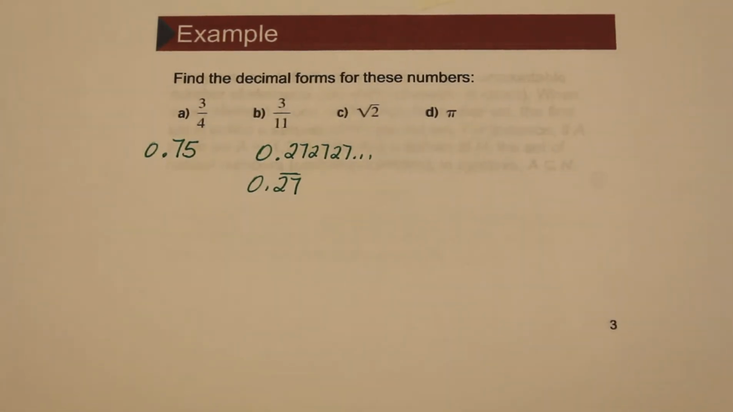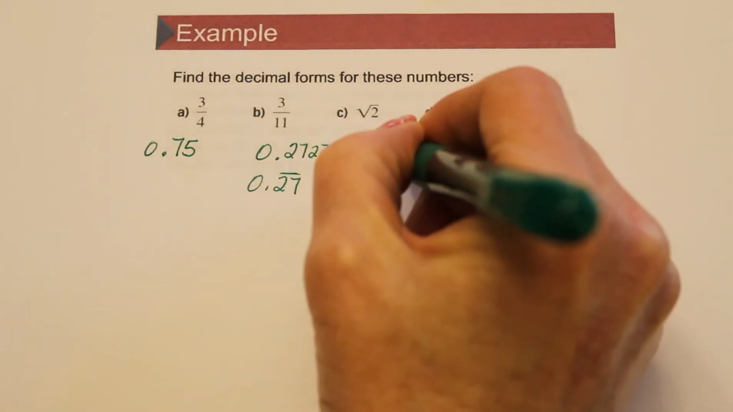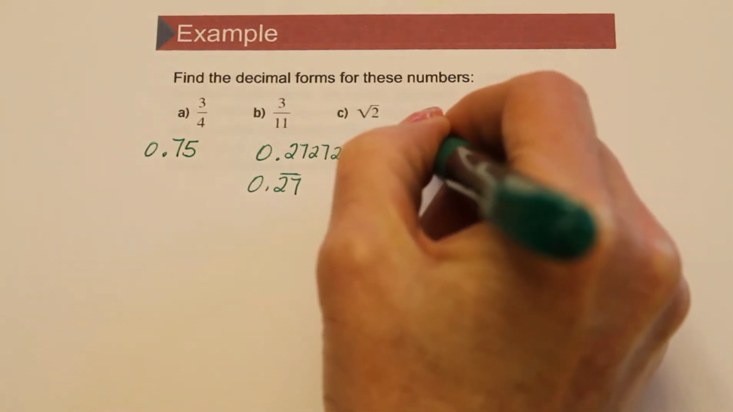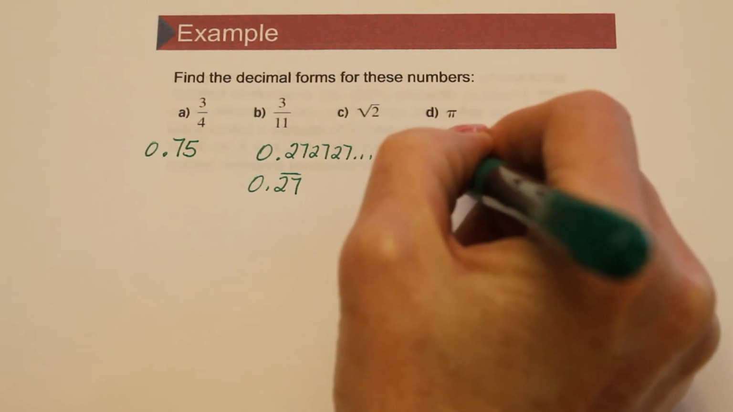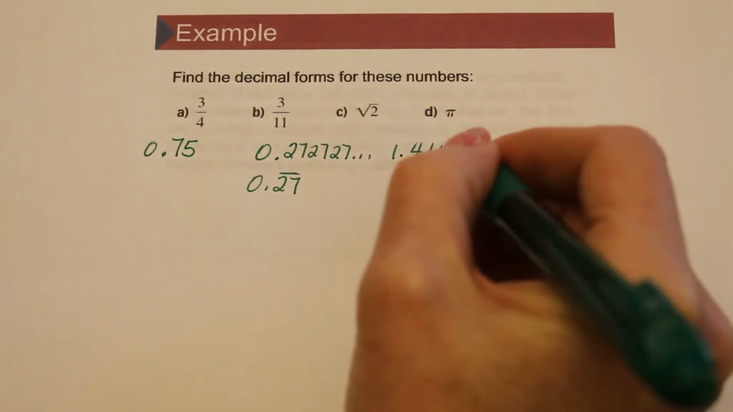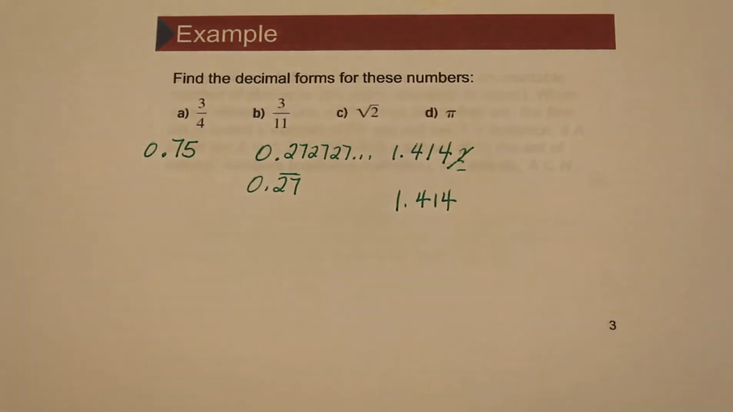All right, how about the square root of 2? Now this does not repeat, and this does not terminate. Square root of 2 is 1.414, and since the number after the 4 is less than 5, we would drop that. We would just make that 1.414 if we wanted to go to 3 decimal places.